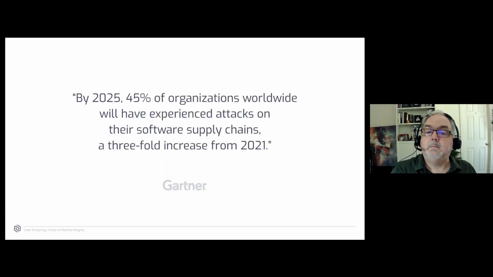In fact, Gartner estimates that by 2025, 45% of organizations will be impacted by software supply chain attacks. That's triple what we saw just last year. And that's on top of a 4 times increase from the year before, according to the European Union Agency for Cybersecurity. Attackers' main motivation in these attacks is gaining access to source code and to customer data.